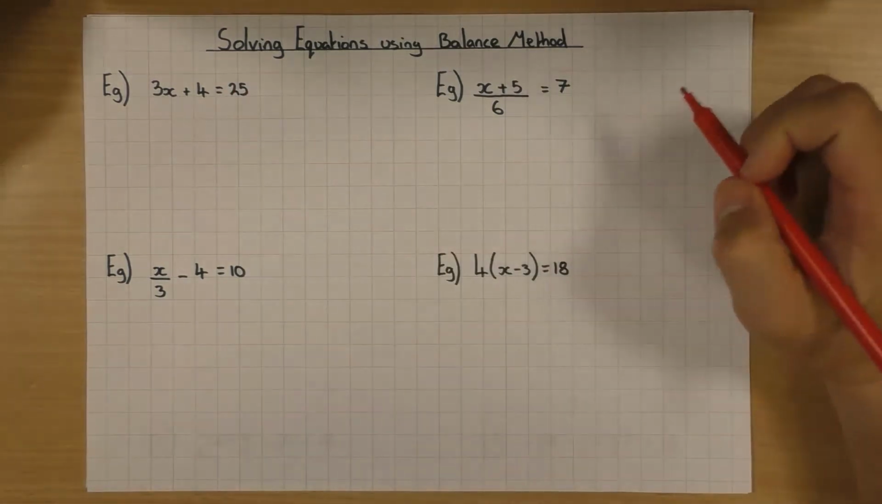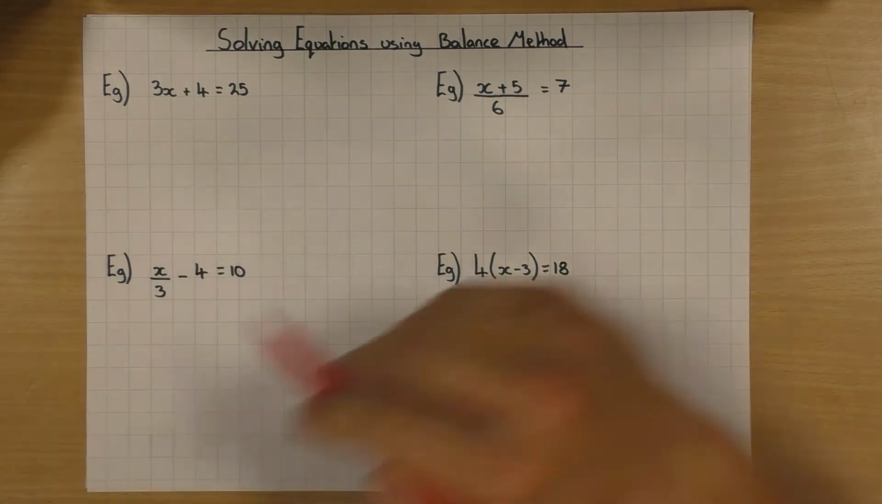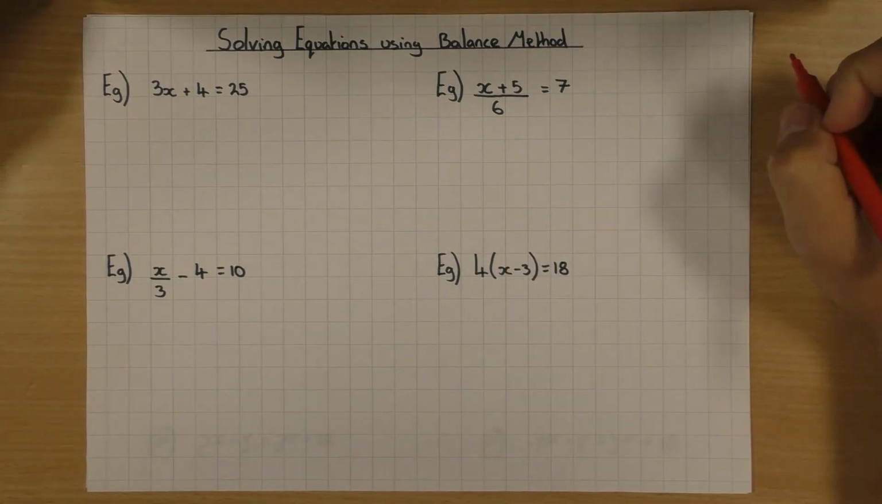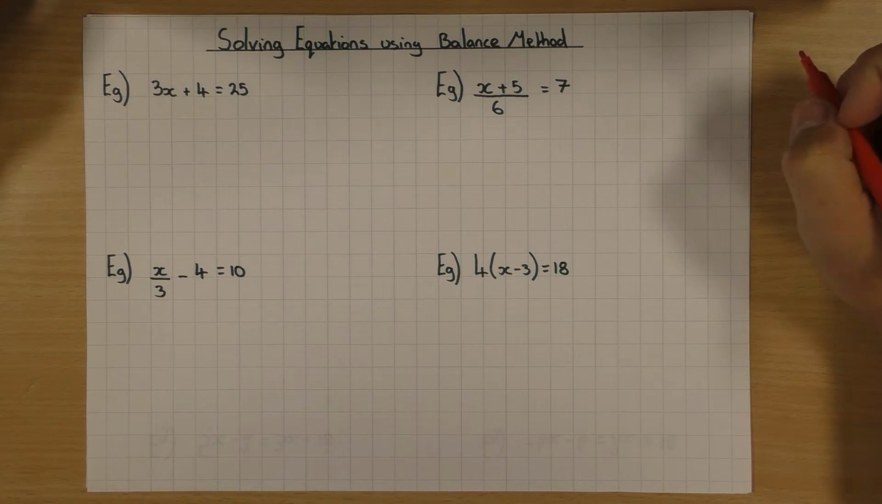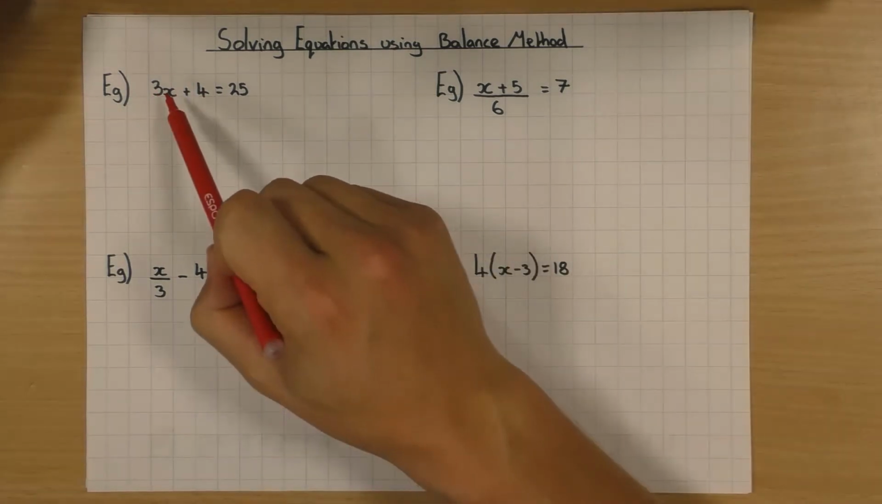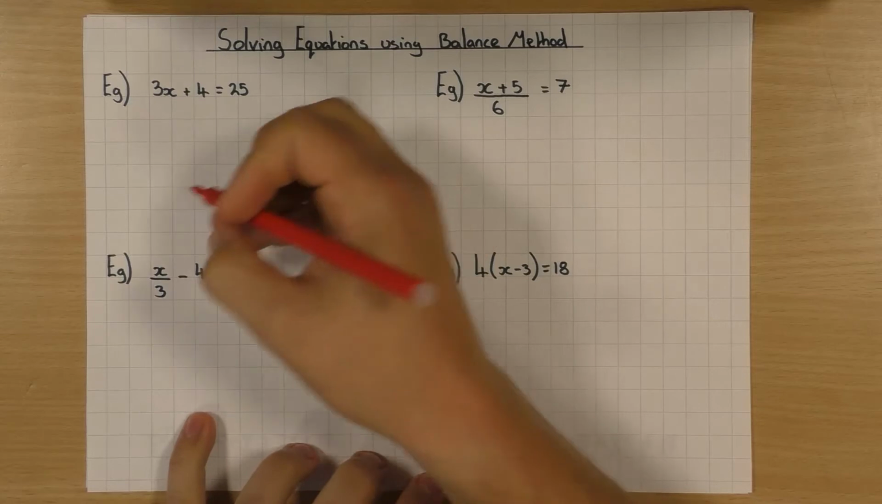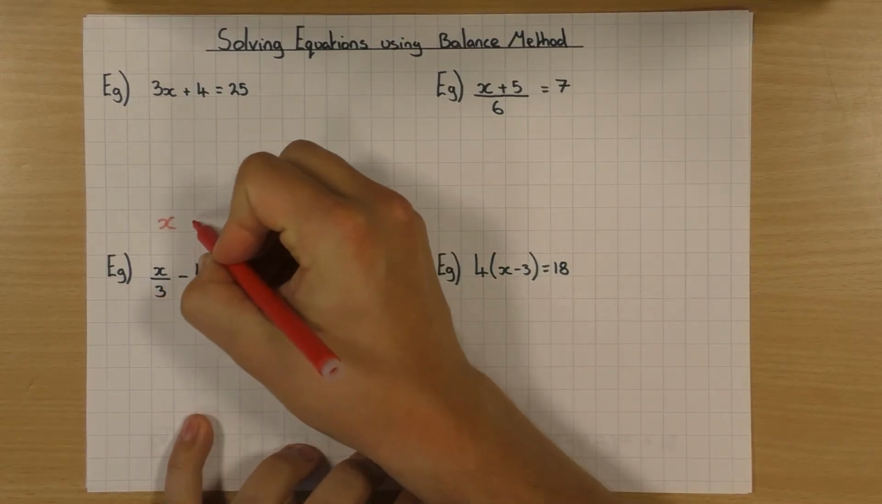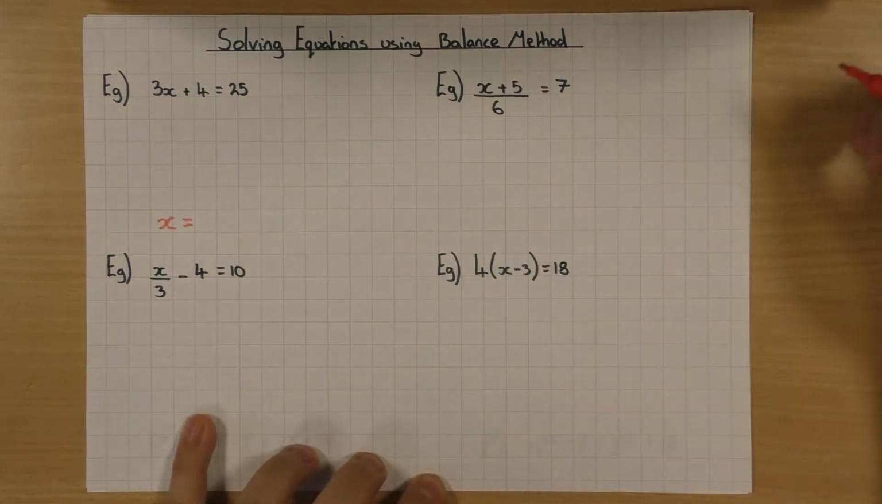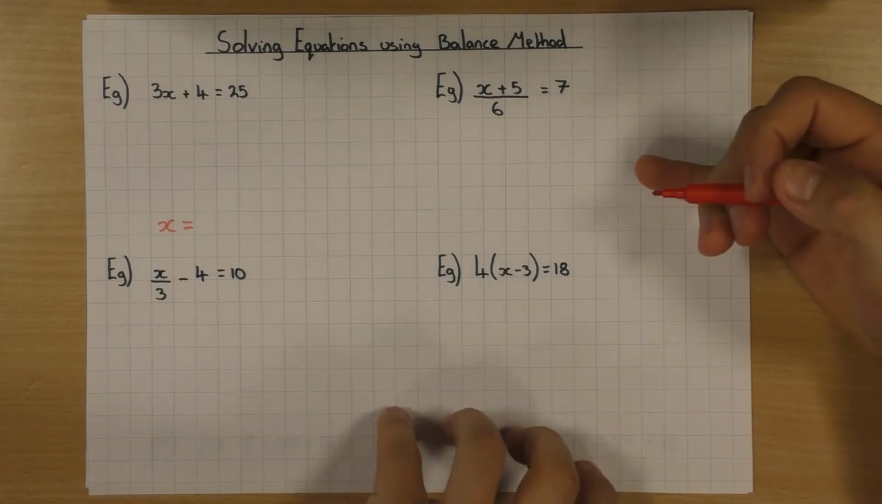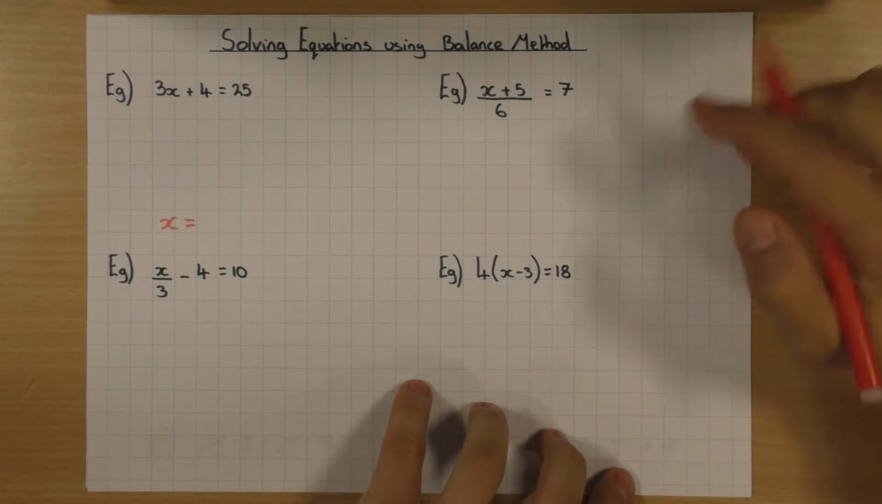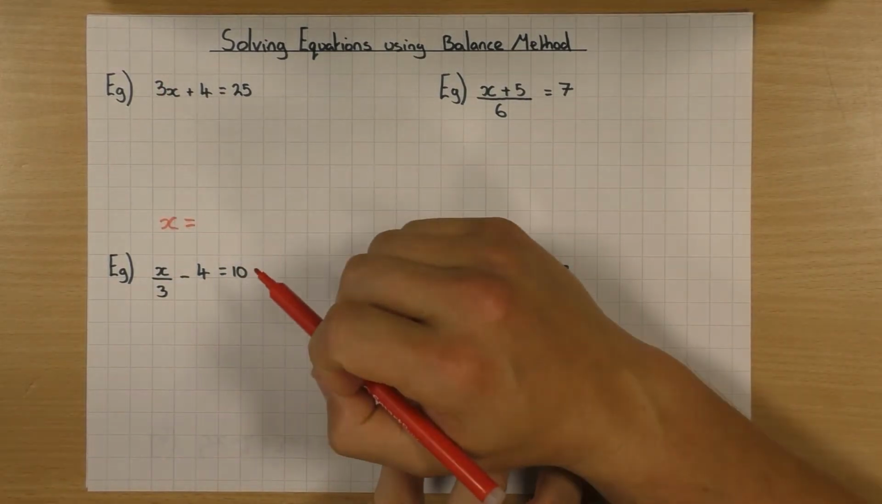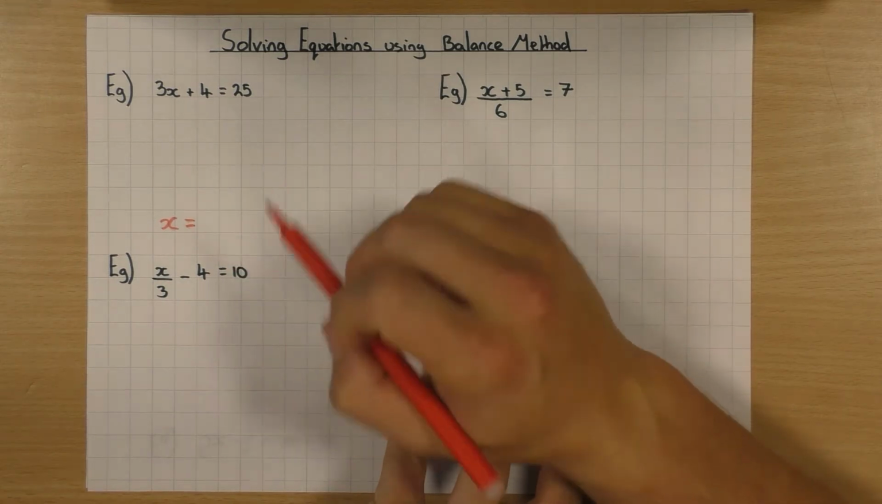Now, when it comes to solving equations, remember, I'm just trying to work out the value of x. I'm trying to work out what number is represented by x. To do that, I want to get x on its own. So my end game is x equals something, a number, I don't know what it is. At the minute, x is on the left-hand side. I want to get rid of everything else apart from x.